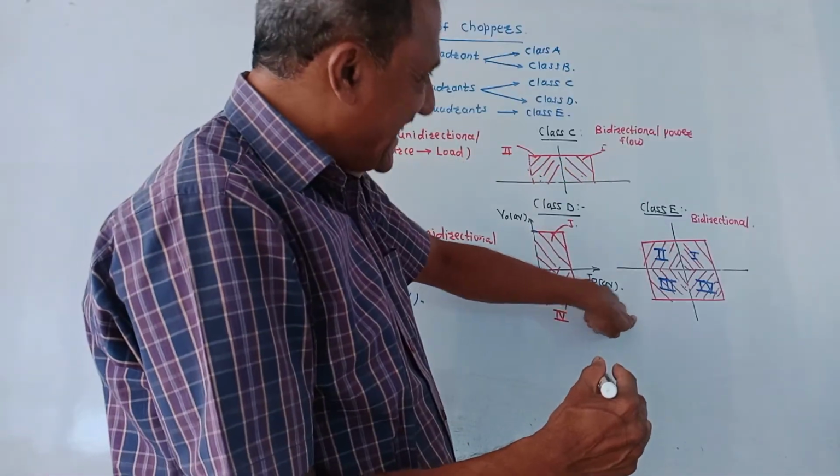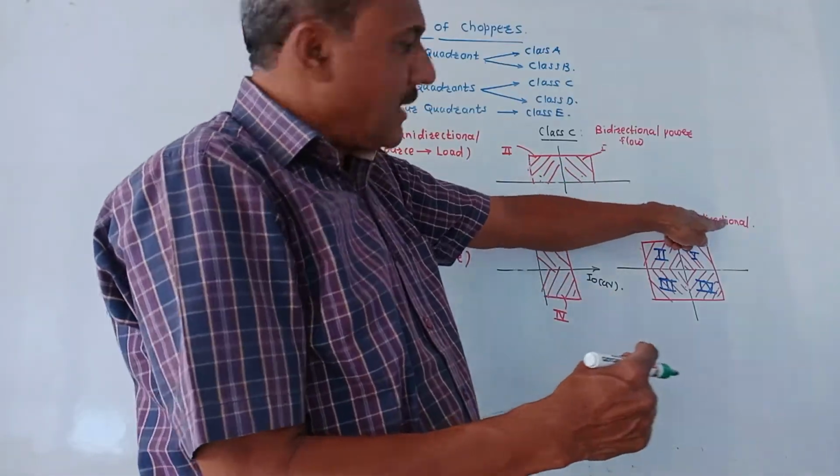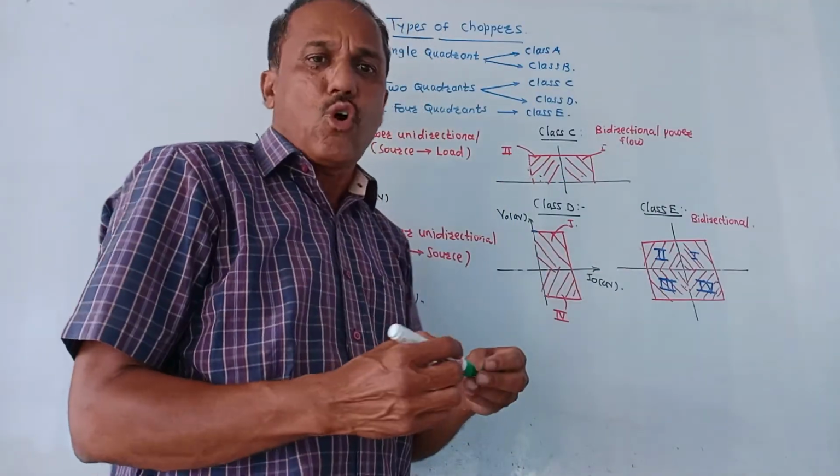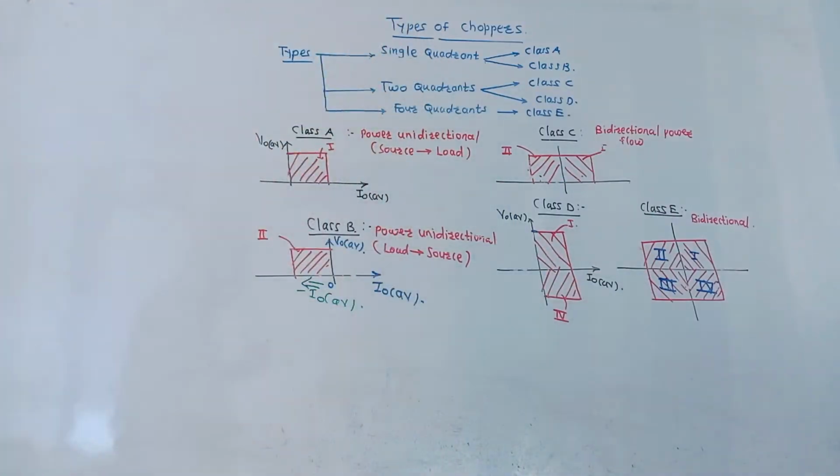Next is class E. This is again a bidirectional chopper, that means transmission of power is bidirectional and it operates in all the four quadrants. So this is about the classification of choppers.